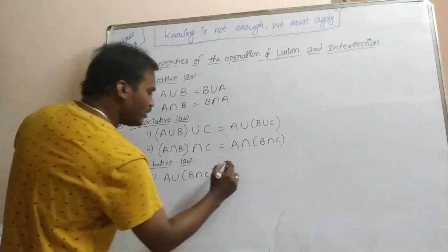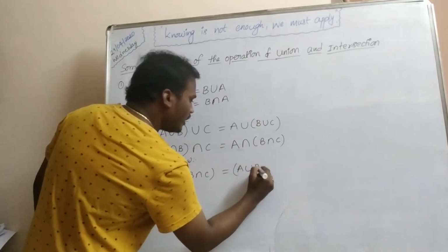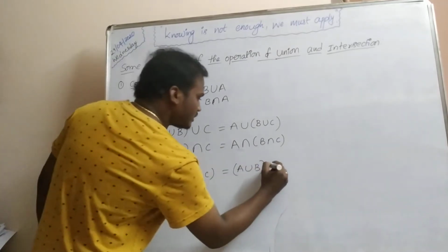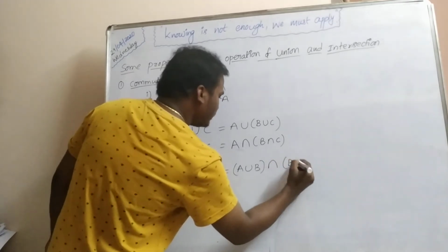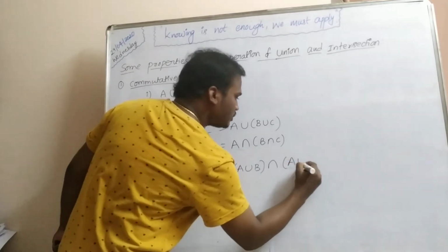Now the same thing will result: A union B, intersection A union C. This is the distributive law.